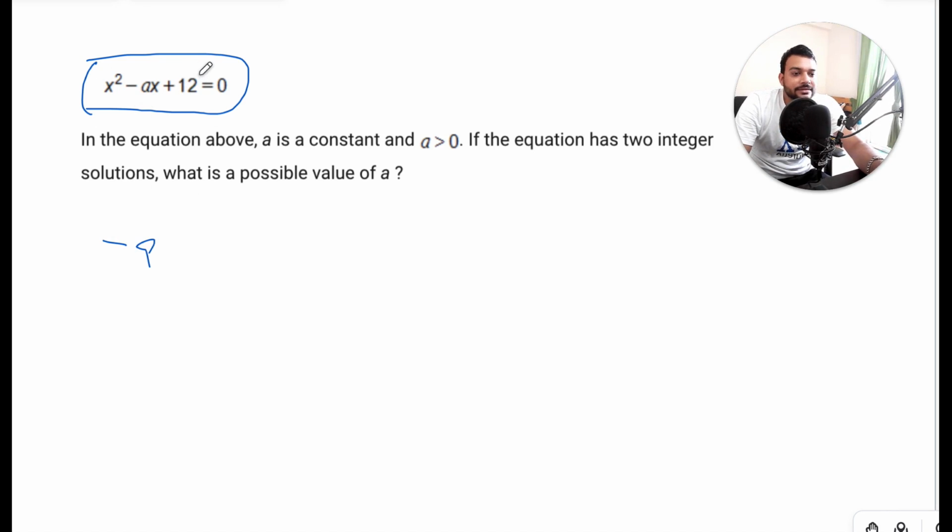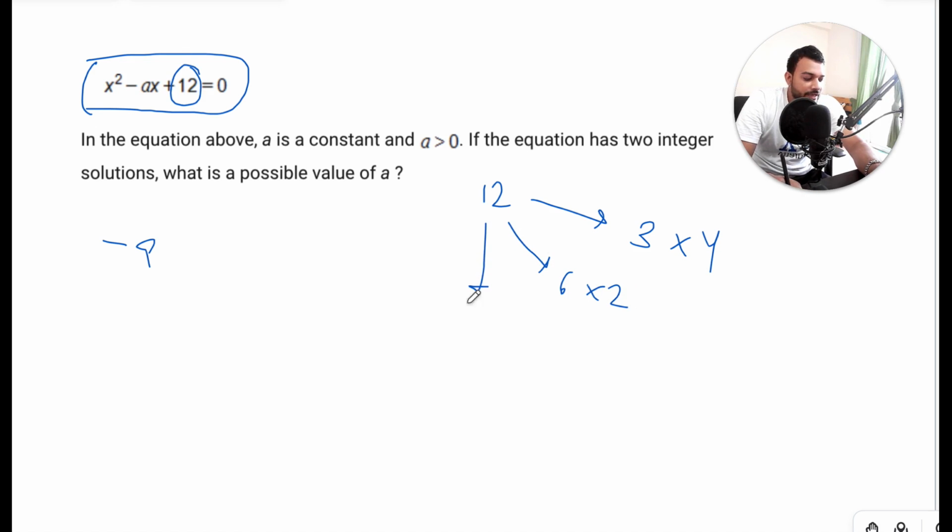So we'll break this 12 down. 12 can be factorized in the following ways. It can be 3 times 4, 6 times 2, or 12 times 1. Now a is greater than 0, that's what they're saying. And x squared minus ax, so that means this is going to be a minus a. The result is going to be negative.